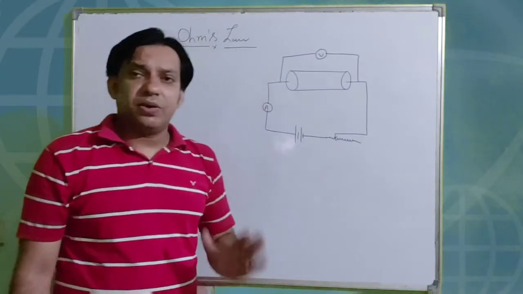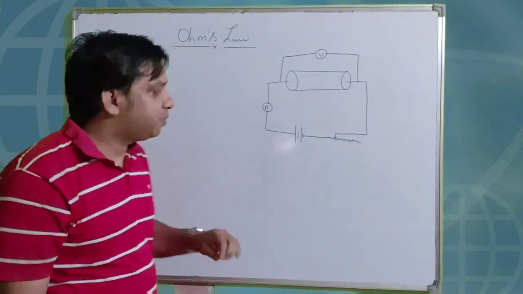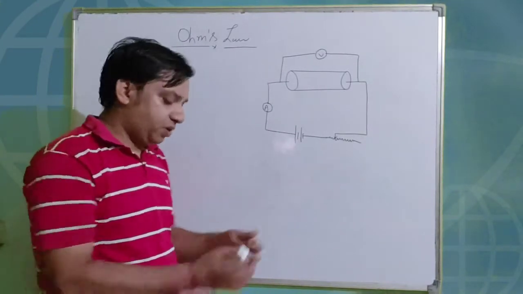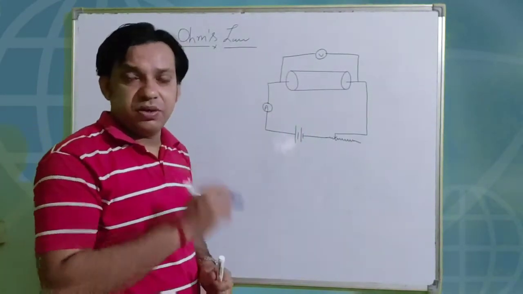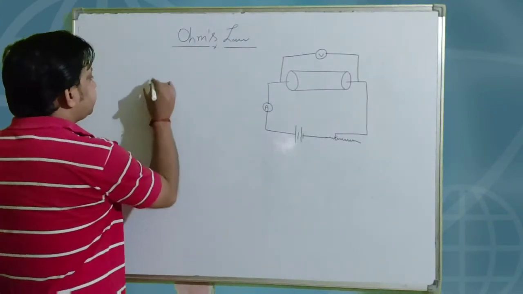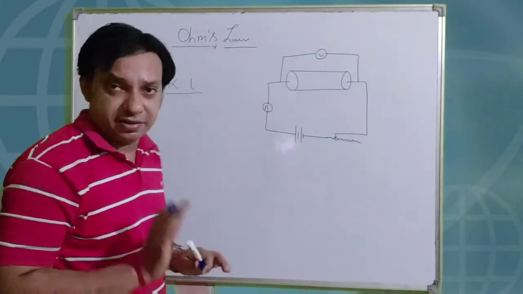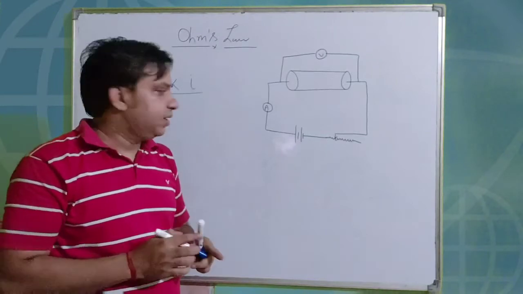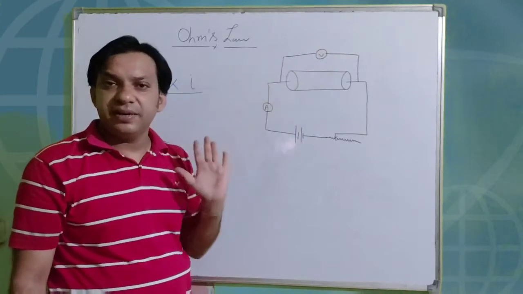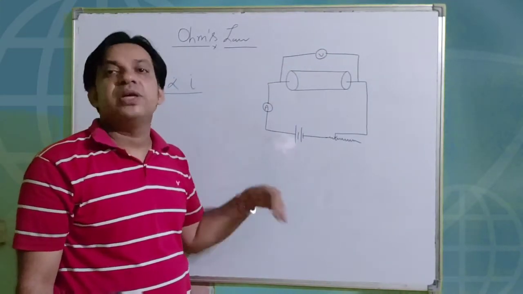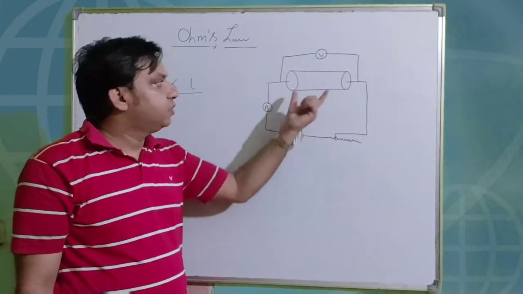According to Ohm's law, what is the basic fundamental? Suppose with the help of this regulator you change the potential difference across this conductor. It is directly proportional to the current flowing through the circuit. How can I say this? Simply, if you increase the potential difference, that means if you increase the voltmeter reading, the ammeter reading is also found to increase. So by regulating this, you are changing the potential difference.